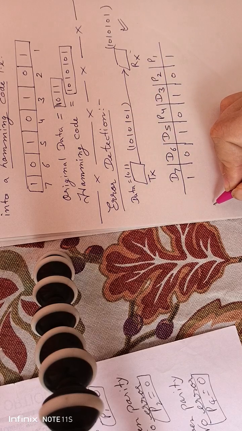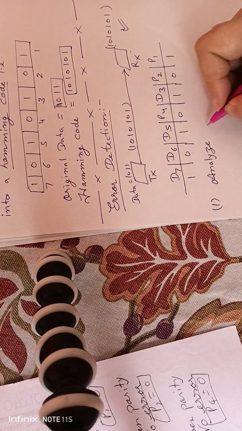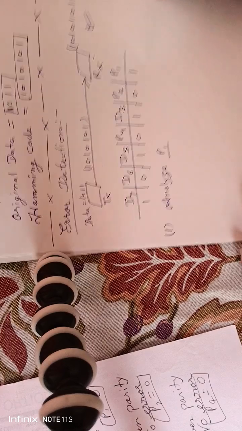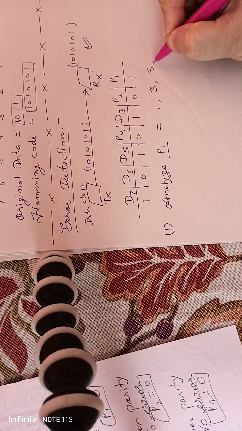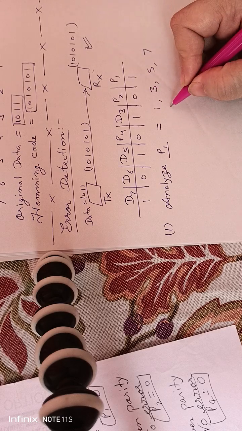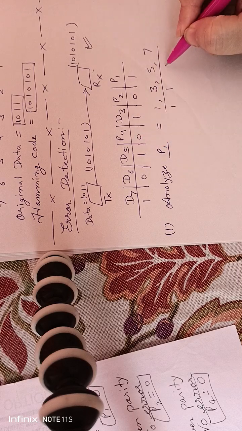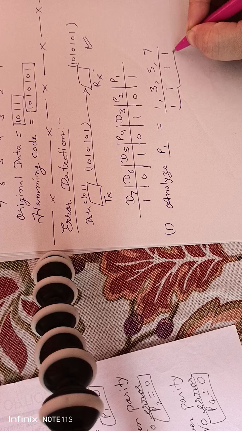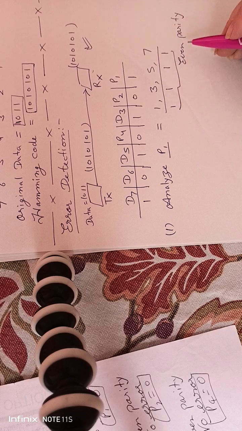So first point, analyze parity 1. So how we are going to analyze parity 1? We will write down that parity 1 was for 1, 3, 5 and 7. So we have value 1. For 3 we have value 1. For 5 also we have value 1. For 7 also we have value 1. So this is an even parity. And if you remember, we followed even parity. So that means P1 is right.